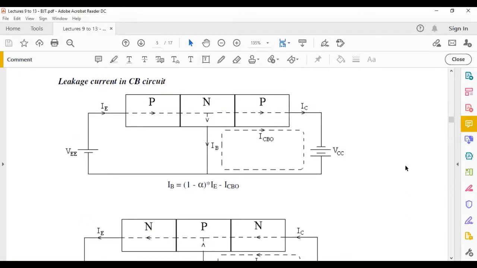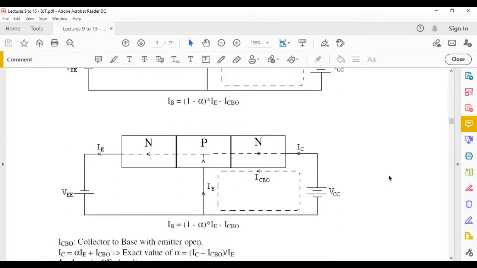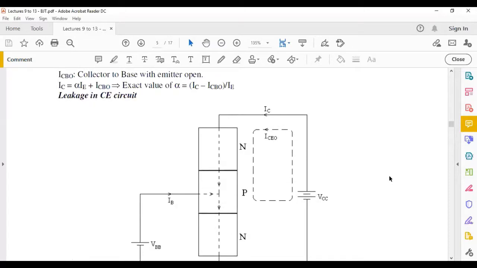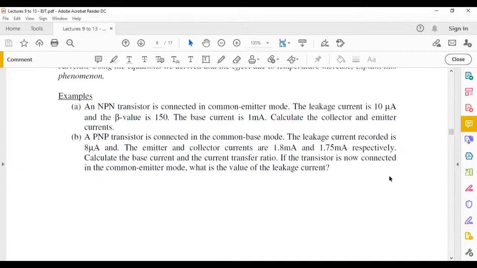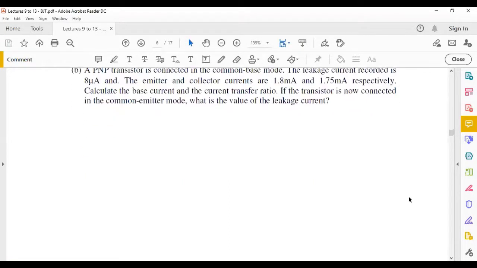Leakage current as well, you don't need to worry about it. You would consider leakage current in a transistor circuit if you want to be more accurate in terms of modeling a transistor. The leakage current is a very small component of the whole current. If you ignore it, you would still get a reasonable value for your current. So forget about leakage current; if you want, you can read about it in the future. Be it in the common base configuration or common emitter configuration or the other one, don't worry about it. So these examples about leakage currents, you don't need to worry about.